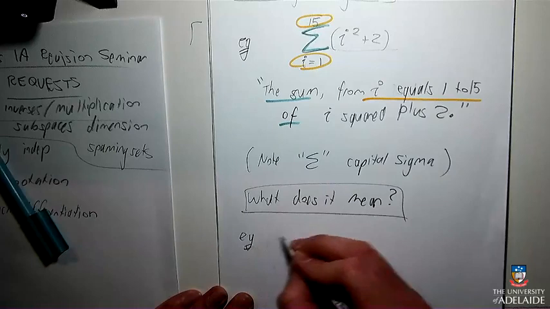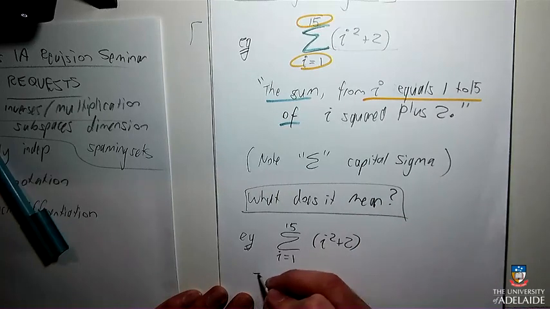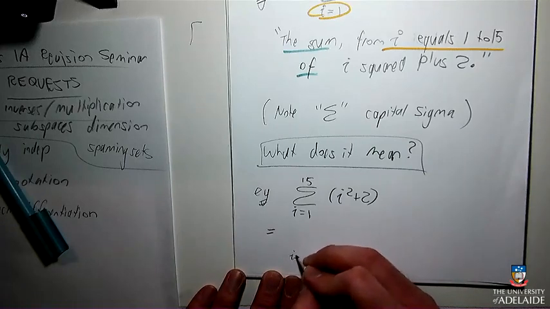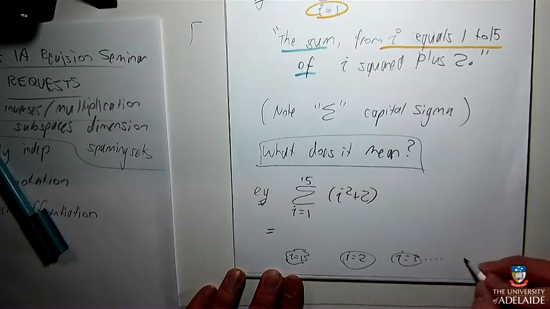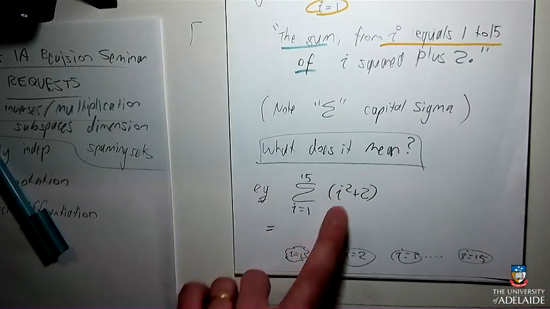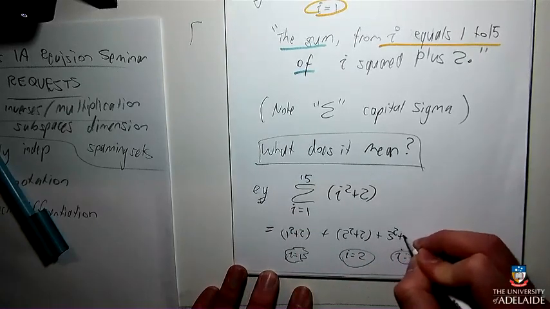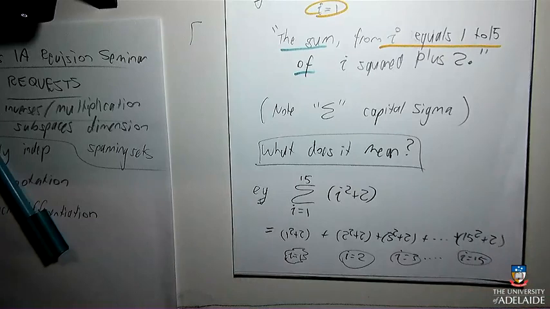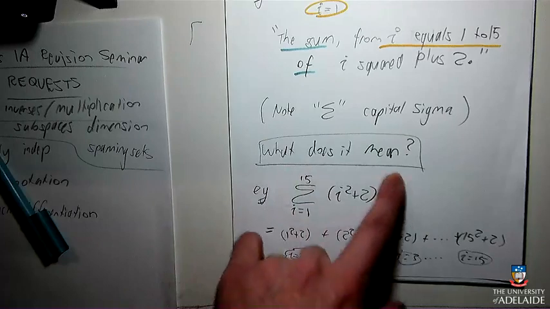So just as an example, I normally think about it like this. I think that I have I equals 1, I equals 2, I equals 3, and so on, all the way to I equals 15. And each of those I sub into this formula. So I have 1 squared plus 2, plus 2 squared plus 2, plus 3 squared plus 2, up to 15 squared plus 2. And that's what it means. It's short for that. Whatever that sum comes to is what this is. So what that means is that this notation is a number.